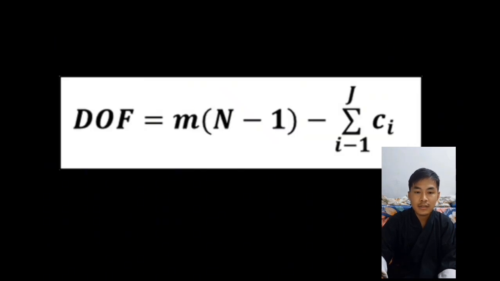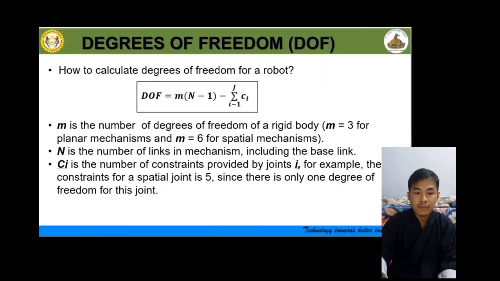And this is the formula to calculate the degree of freedom of a robot, in which M stands for the number of degrees of freedom of a rigid body, M equals 3 for planar mechanism and 6 for spatial mechanism, and N is the number of links in the mechanism, C subscript i is the number of constraints provided by the joint.